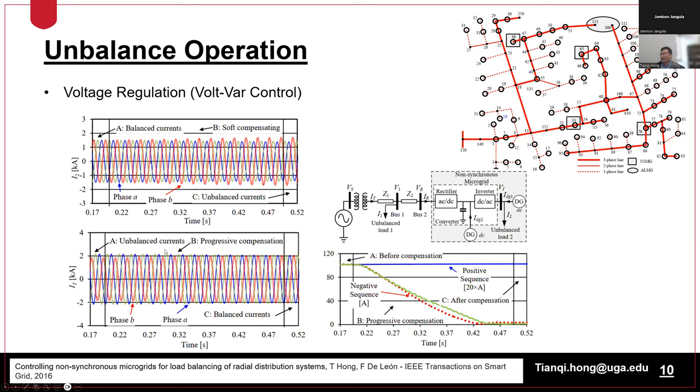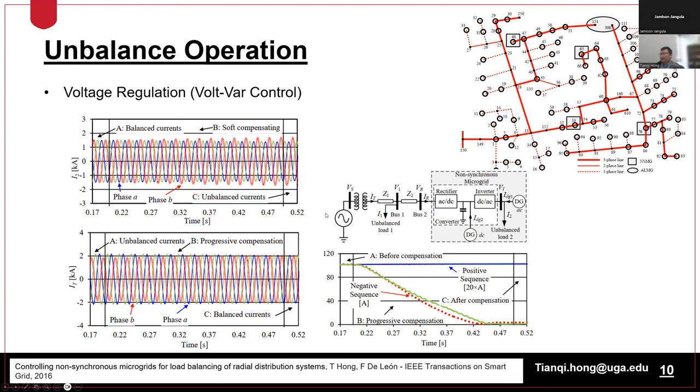Of course, if your system has other critical loads, such as big motors or hospitals, you can try to put the current or voltage at that terminal as the objective to compensate. So this is the idea of unbalanced operation: to change the balanced output of DERs to unbalanced output.